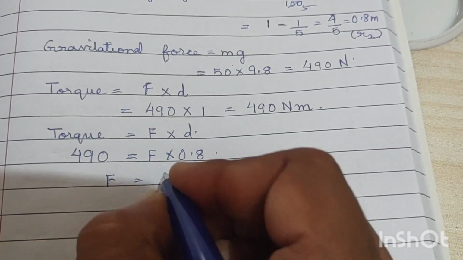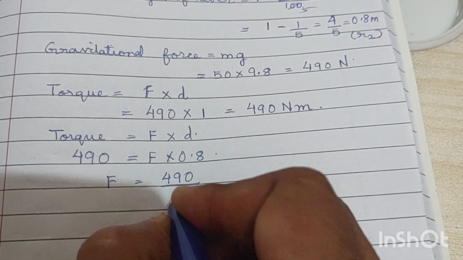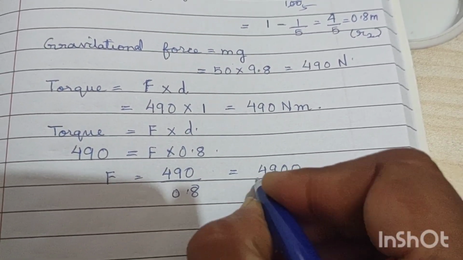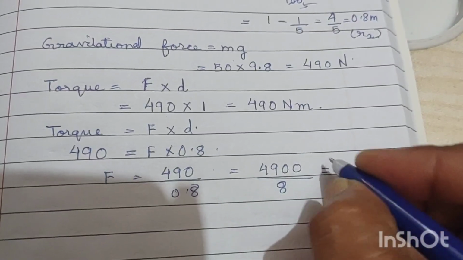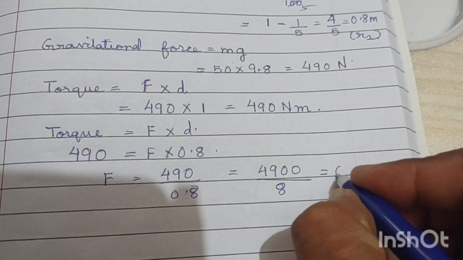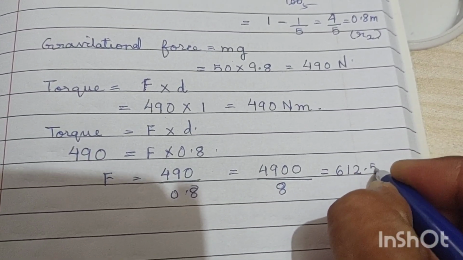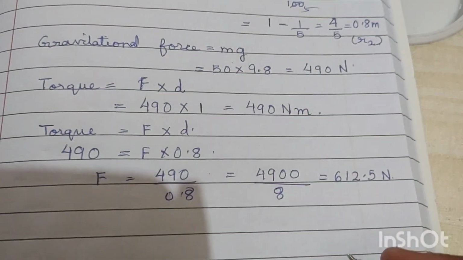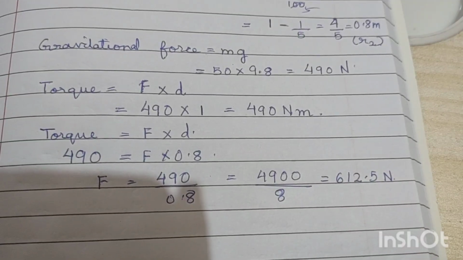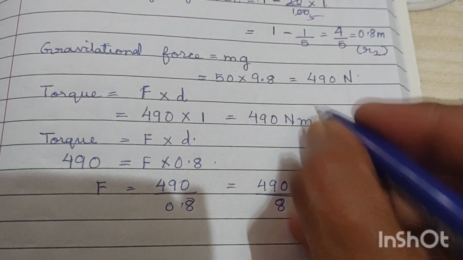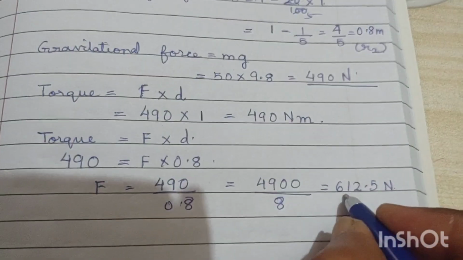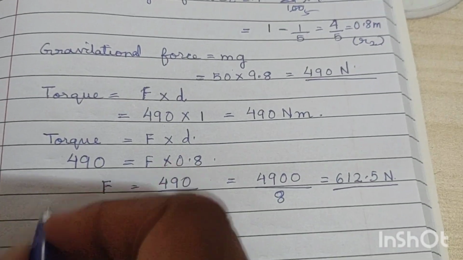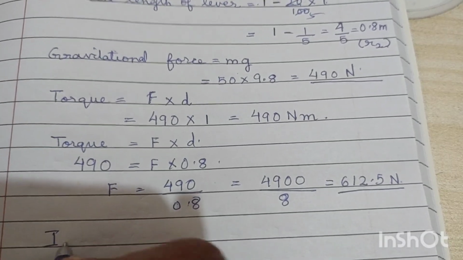So force comes out to be 490 by 0.8, which is 4900 by 8, which on simplifying we get 612.5 Newton. Now the question asks how much more or less force. So earlier force applied was 490 Newton. Now it is 612.5 Newton. So we will find increase in force.